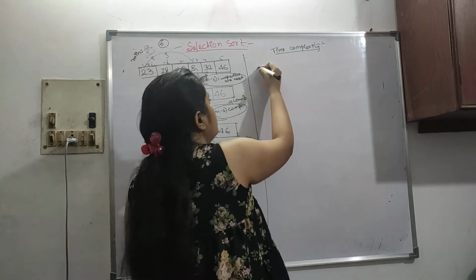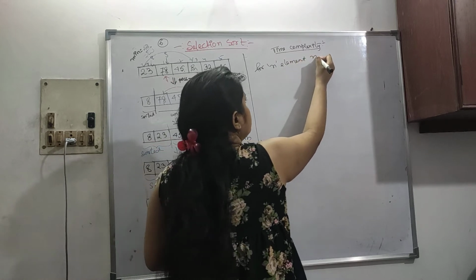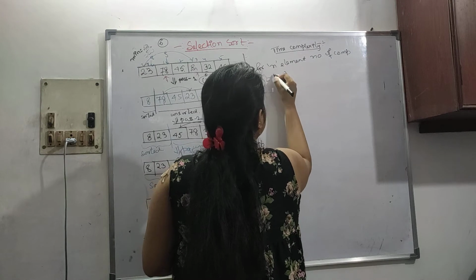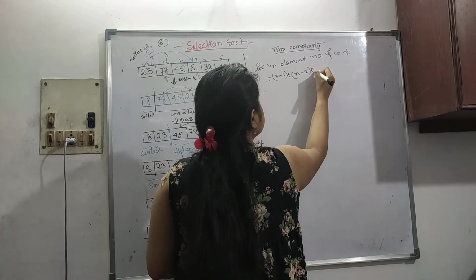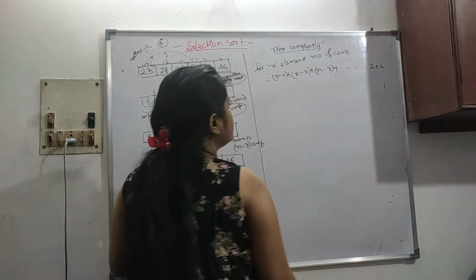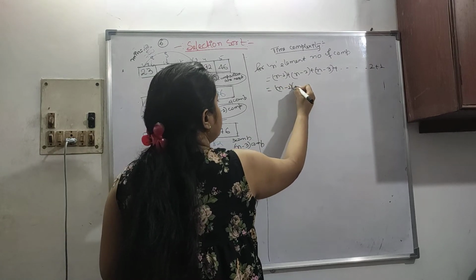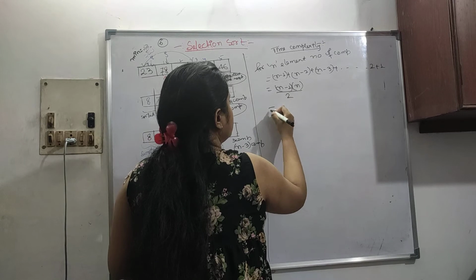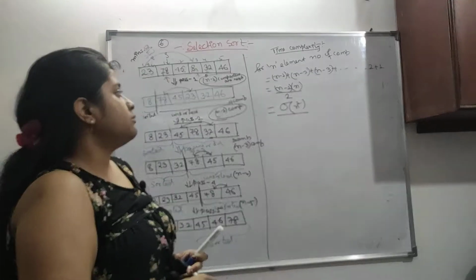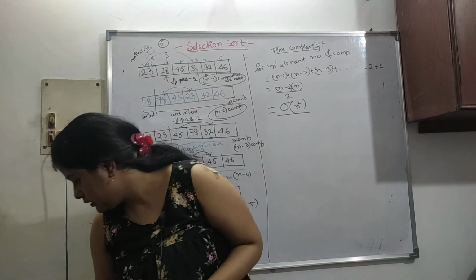Okay. So for n elements, the number of comparisons will be n minus 1 plus n minus 2 plus n minus 3 dot dot dot, let's say 2 plus 1. This is the sum of natural numbers. Okay, so n minus 1 plus 1, which is n, divided by 2. This is basically coming down to us as order of n square. So this is our time complexity. So for n number of elements, the number of comparisons are like this.